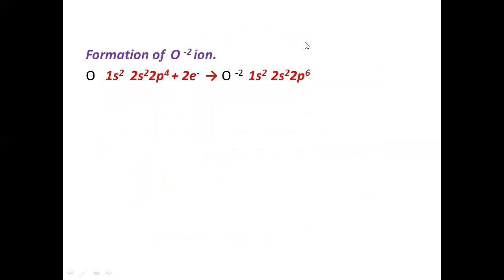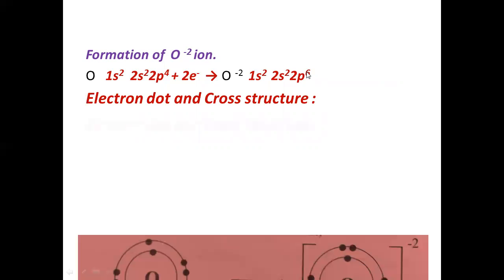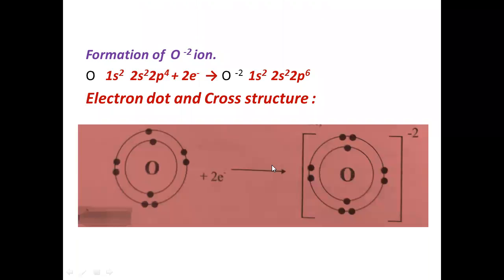Oxygen, how oxide ion is formed. So oxygen is present in group 6. It has 4 plus 2, 6 electrons in the outermost shell. It will gain 2 more electrons. And this is the electron dot and cross structure for the oxygen.